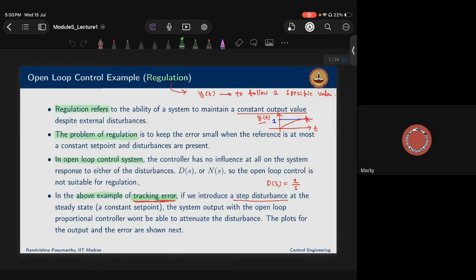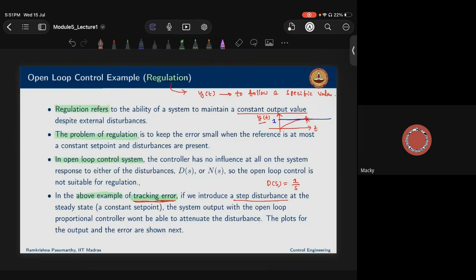Next, the regulation problem. Regulation means simply, previously our r of t was a time varying function. Now r of t will not be a time varying function, it will be a constant. Here you see, the blue curve is the constant value of 1. The red curve is our y of t.